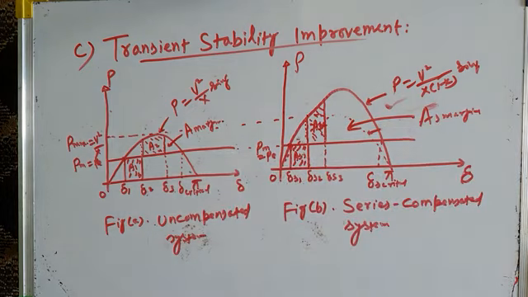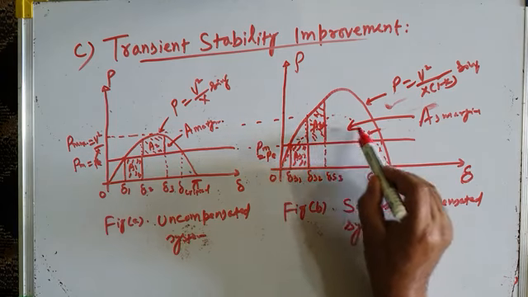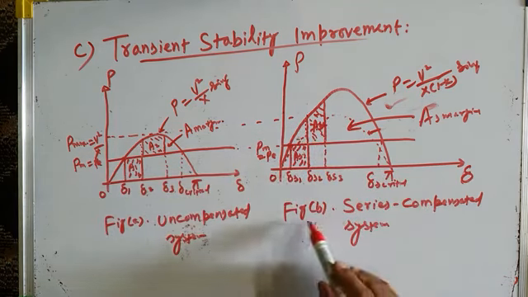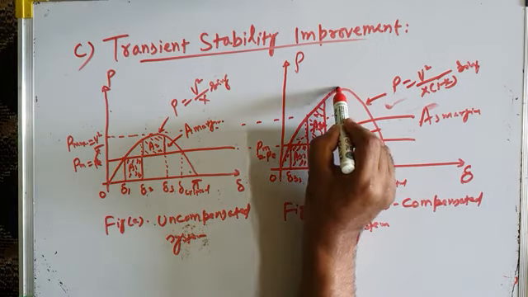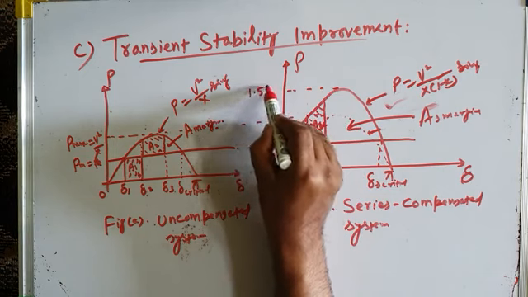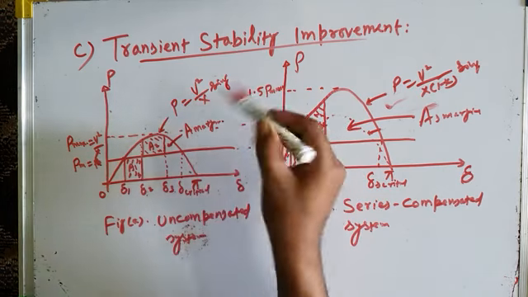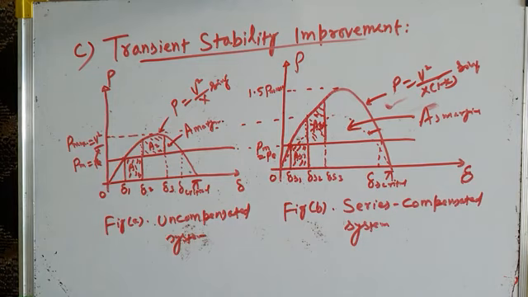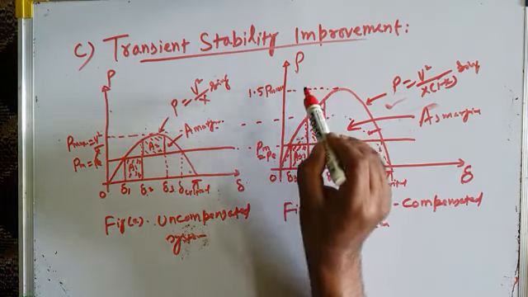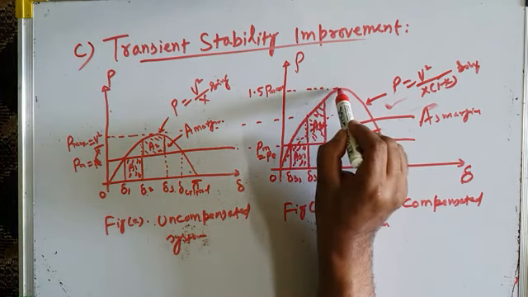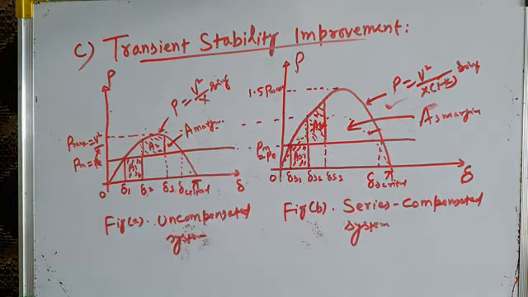Let me explain now. I will explain the two systems simultaneously, side by side. I have two systems. Figure A represents the power angle characteristic of an uncompensated system, which is also represented by this dotted power angle curve. And figure B, this curve, represents the power angle characteristic of a series compensated system. Let us assume that the power transferred is 1.5 times P max. It could be even more than that. Let us assume that the degree of series compensation is such that the series compensated transmission line is capable of transferring a maximum power of 1.5 times P max.